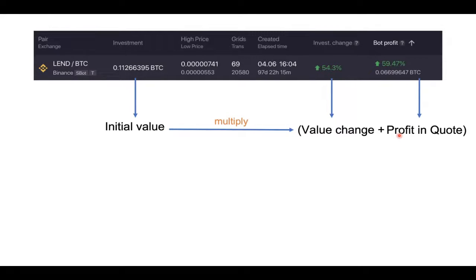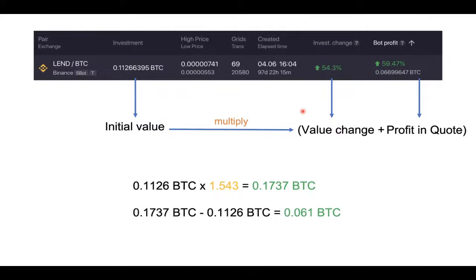And that's it. Basically, you multiply the investment value by the investment change, and you get the current investment value. And here it is. By making the simple calculations, you will find the exact profit generated, taking into account the value change and the bot profit. So that's the pure profit in this case. You see the bot profit is 0.066 Bitcoins, whereas the final net profit is lower.